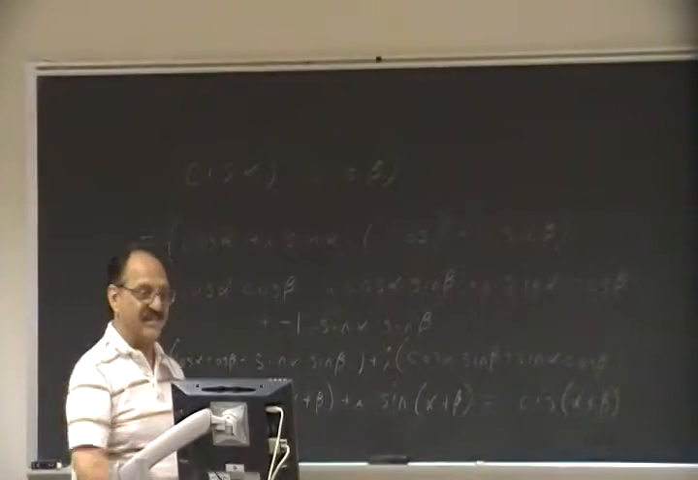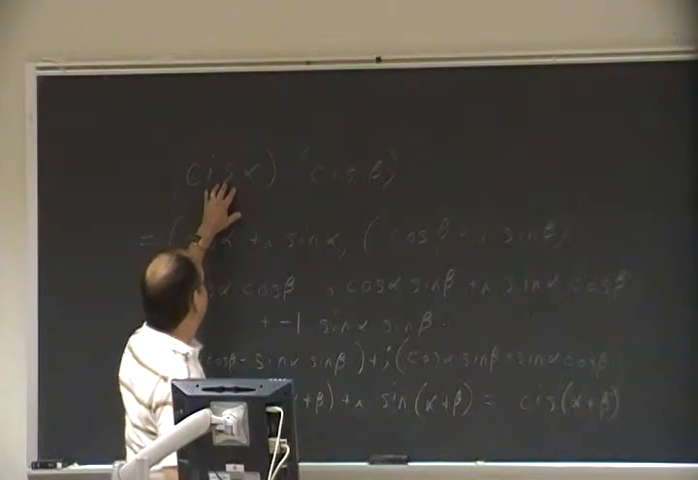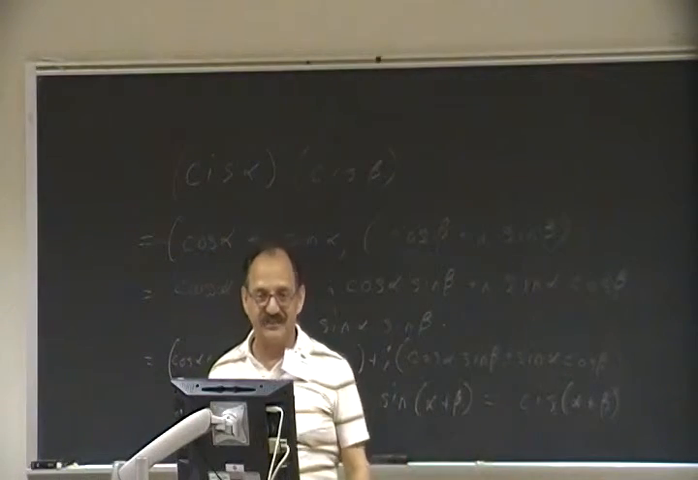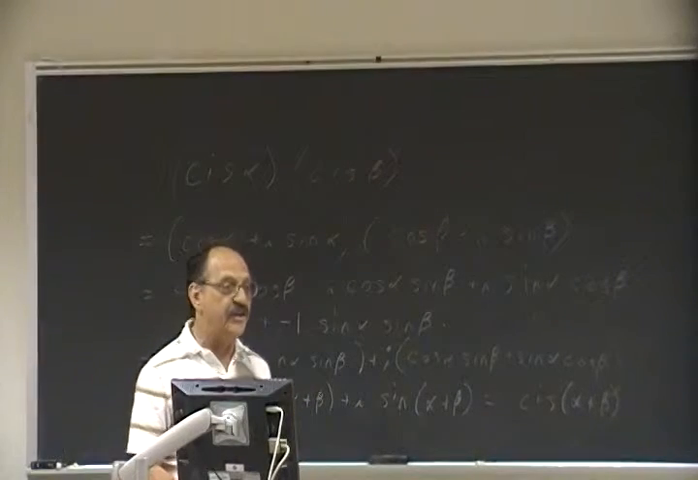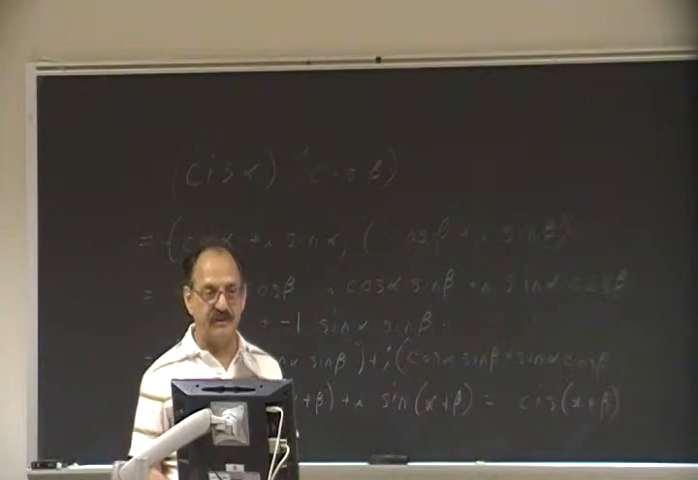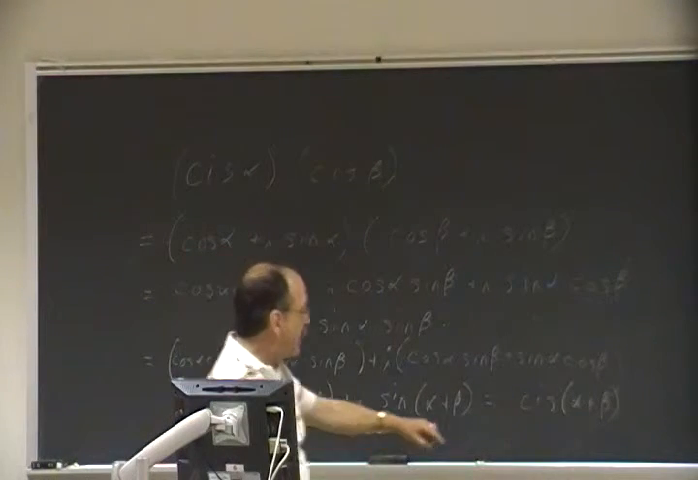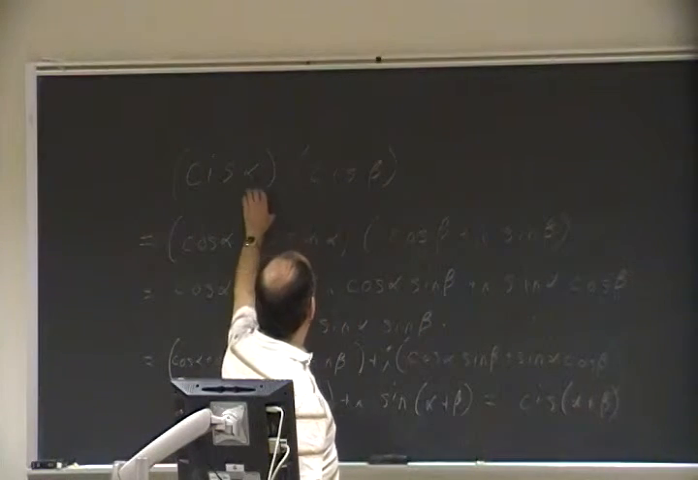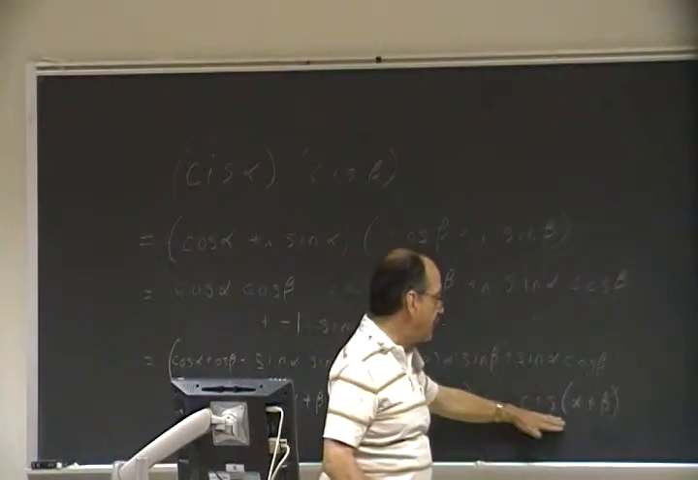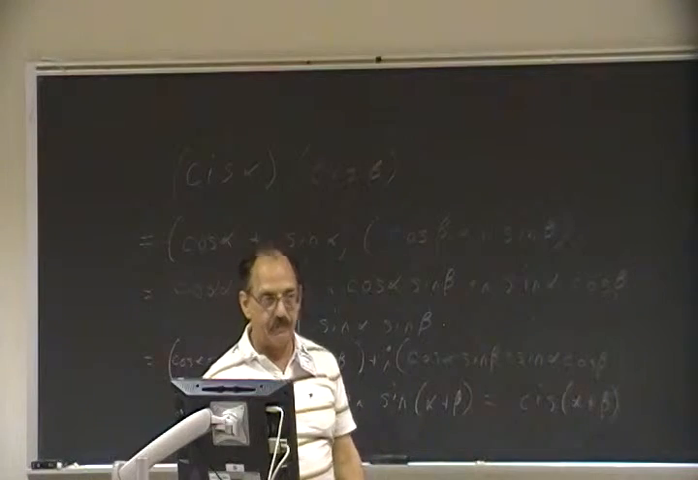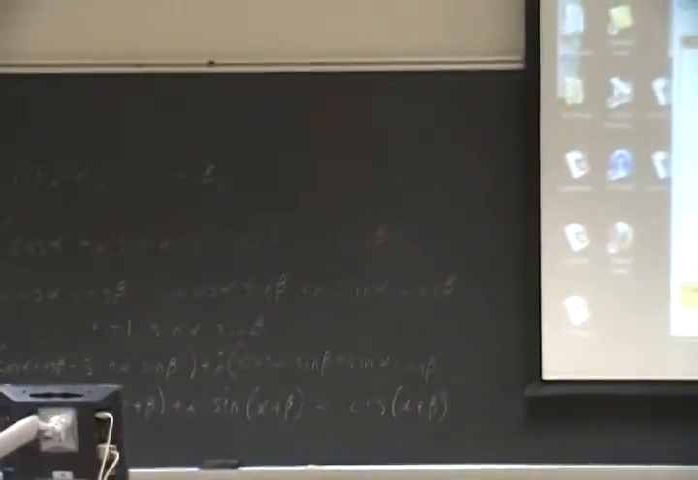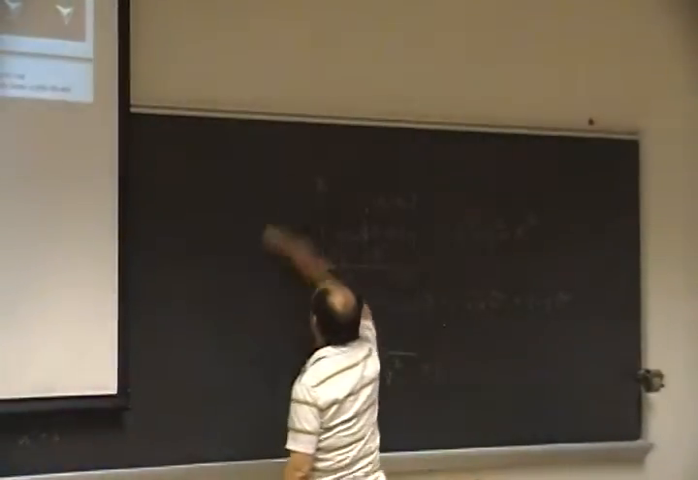Whoa. Cis of alpha times cis of beta is cis of alpha plus beta. That is easier than the trig formulas and has all the same information. Cosine plus i sine of variables: when you multiply the functions together, you get the function of the sum. Okay? And so let's look at a couple of extra cases of that.